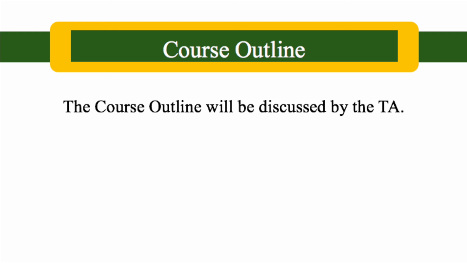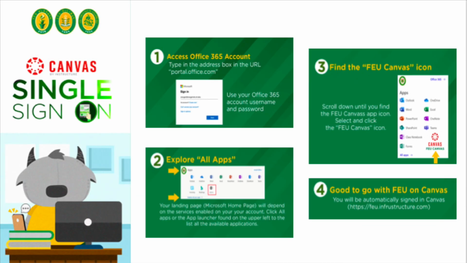Now, speaking of synchronous sessions, here is a guideline on how you can do Canvas single sign-on. It's a lot easier if you access it through Office 365, which is your FEU mail account. Once you are inside your FEU mail, look at the upper left button. There are small boxes there, and Canvas is one of the applications already embedded in your FEU mail.